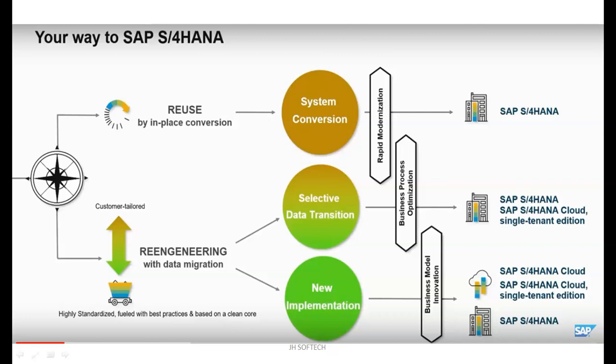Now, your way to S/4HANA. We've been looking at the S/4HANA platform for a considerable time. And here we have SAP S/4HANA. We had rapid modernization, and then we have business process optimization. Then we had business model innovation.